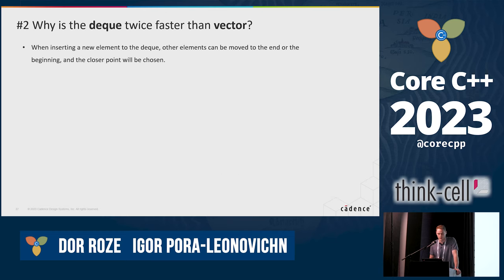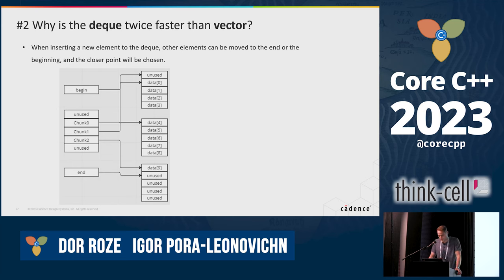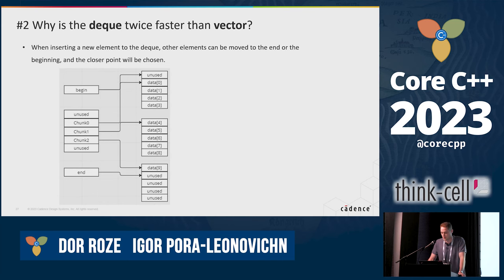And let's talk about the deque. When inserting a new element to the deque, other elements can be moved to the end or to the beginning, and the closer point will be chosen. Let's see an example. So this is the deque data structure. Think of a deque as a dynamic array of fixed size blocks, and each block is a chunk of memory that can store multiple elements. The blocks are linked together to form a sequence. So we can see the chunks and the blocks, right? Also the deque has two iterators, one pointing to the first element, which is the begin iterator, and the end iterator, which points to the last element.